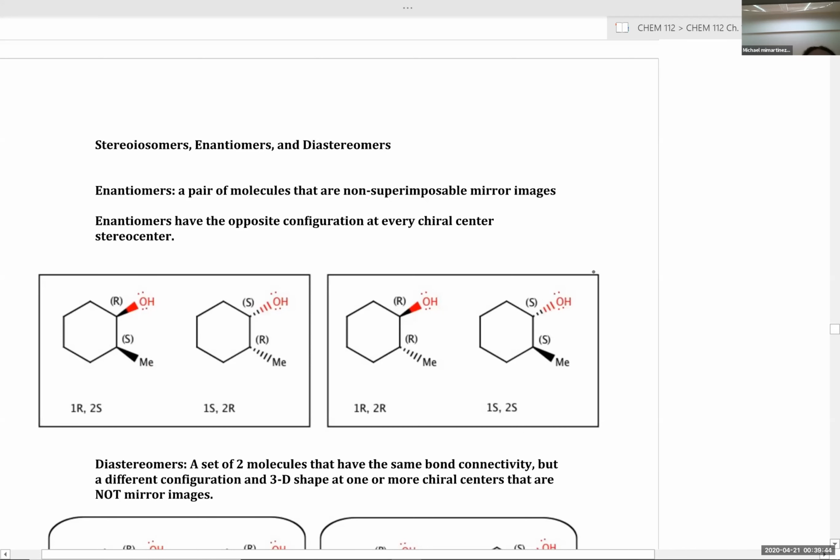Enantiomers are a very specific definition. They're a pair of molecules that are non-superimposable mirror images. Remember our example of the hands. You can't lay them on top of each other. The way that I like to remember this, since we're really good at assigning R and S, is that enantiomers have the opposite configuration at every chiral center, every stereocenter. Okay. So boxed, in these boxes are pairs of enantiomers.